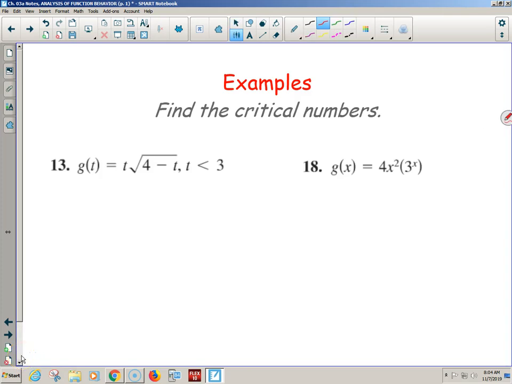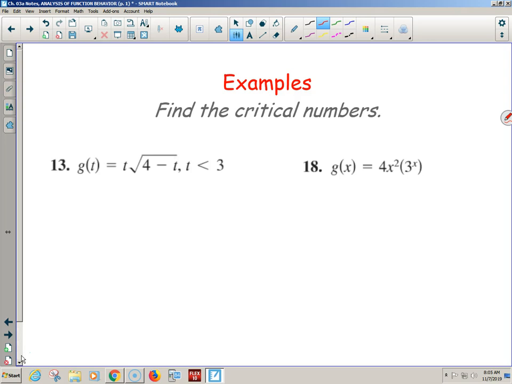So first of all, who's F in number 13? G. G, yeah, okay. So technically we're going to take that definition, and anytime you see an F, we're going to replace it with a G. Okay, so the very first part of critical numbers is if the function G exists at t equals c, and G prime of c is either 0 or undefined.